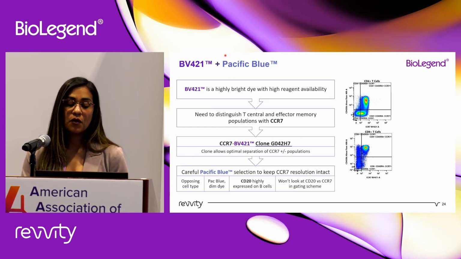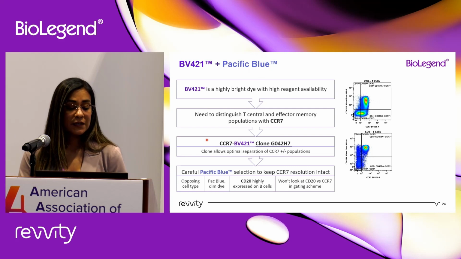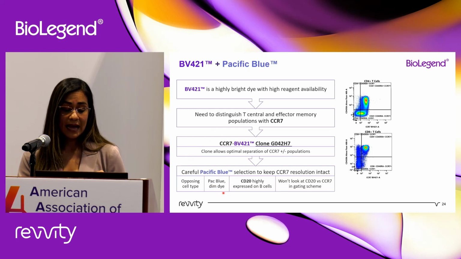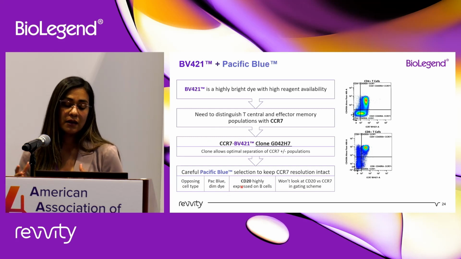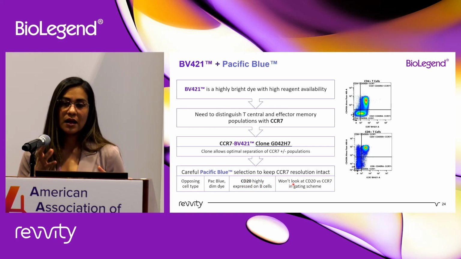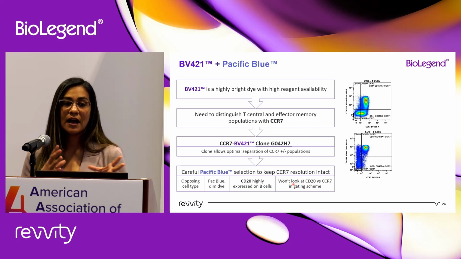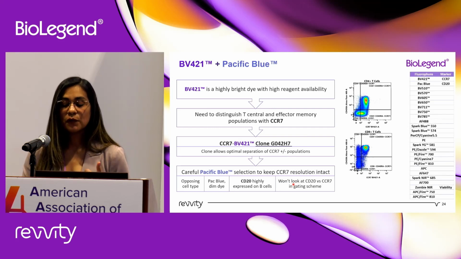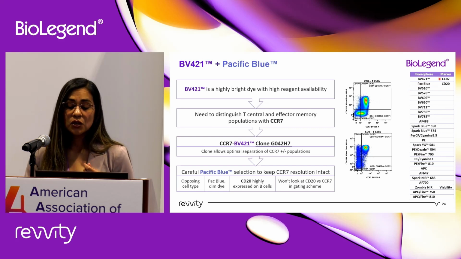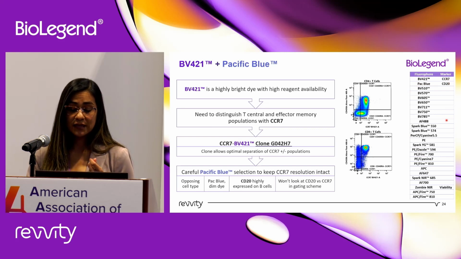Now we have to be careful on how we assign the Pacific Blue. Pacific Blue has to be in an opposite cell type. And since Pacific Blue is a dim dye, we want to assign a very bright or a very abundant molecule, as it is CD20, that is expressed on B cells. That way, we won't do a gating between CD20 versus CCR7, and we are going to minimize the spreading. And moving forward, I'm going to show on this table all the markers that we have assigned. So far we have CCR7 and CD20 plus our Zombie NIR for viability.